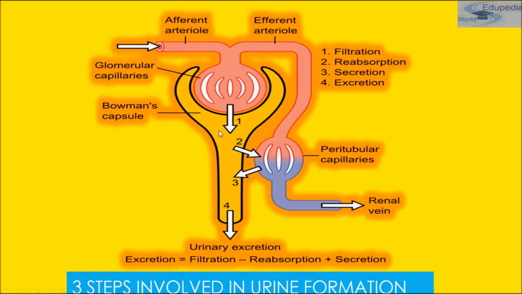First is filtration, that is ultrafiltration, which we have already studied. Then comes selective reabsorption. And then comes secretion, which is the third step in urine formation. So these are the three steps involved in urine formation.